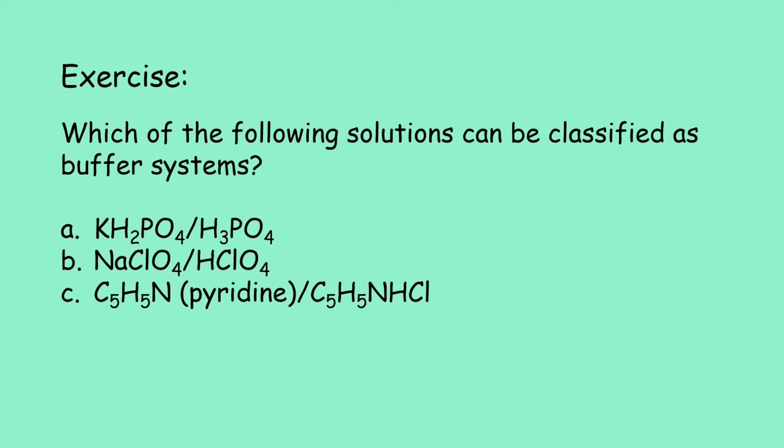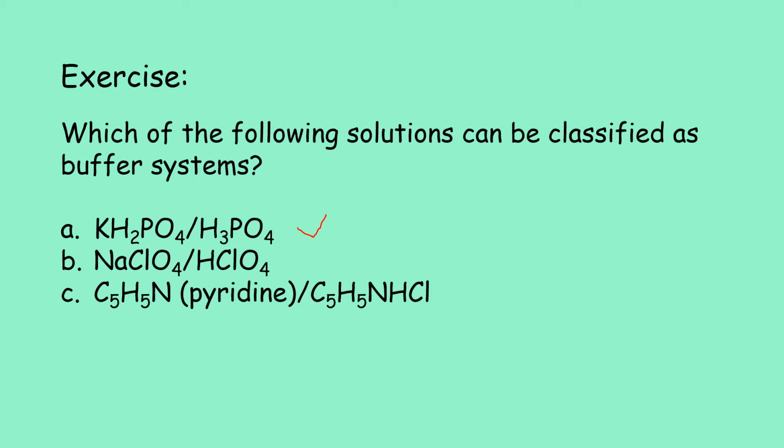So let us start with letter A. Phosphoric acid, or H3PO4, is a weak acid, and its conjugate base is H2PO4-, or the dihydrogen phosphate, which is a weak base. So therefore, letter A is a buffer.